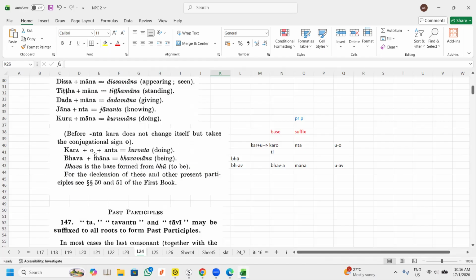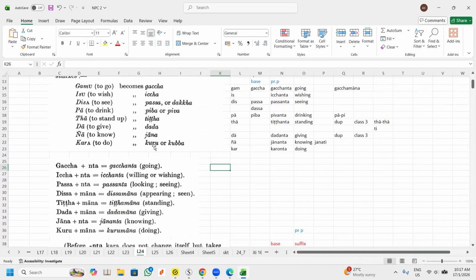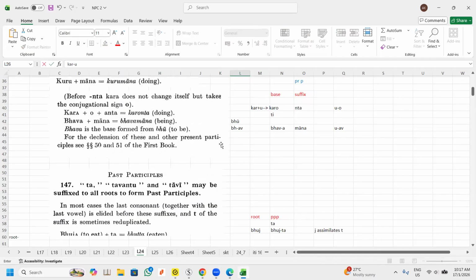It means technically, if you look at here, KUR, KURU, Kuru, and then you look at here, KAR plus U, plus U. Okay, can you see this? KAR plus U, KAR plus U. Now, the most difficult of all the roots is KAR.